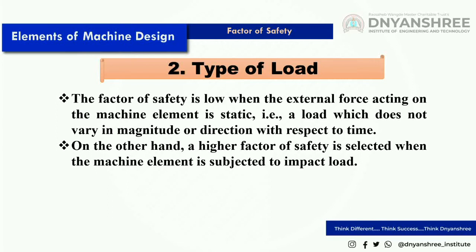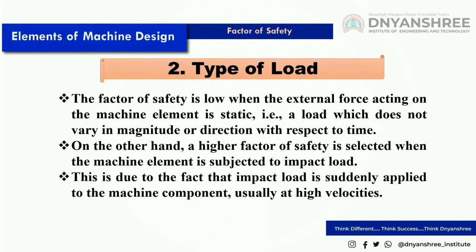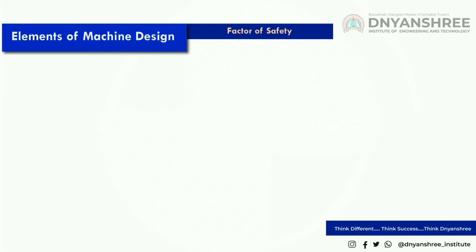On the other hand, a higher factor of safety is selected when the machine element is subjected to impact load. If there is impact load, that means magnitude or direction changes with respect to time, then a higher factor of safety is selected. This is due to the fact that impact load is suddenly applied to the machine component, usually at high velocity.